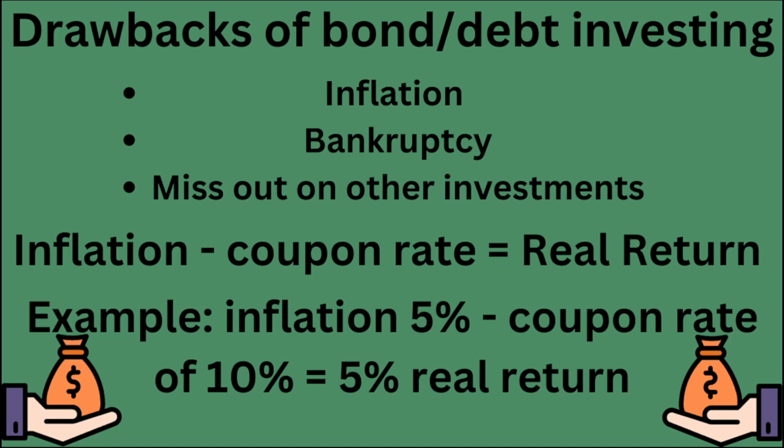But there are drawbacks of bond and debt investing. Inflation is a big one. Let's say I get 10% per year, right? But if inflation is 15%, then I'm losing 5% every year. So you've got to always keep in mind what the real return of a bond is. It's typically the coupon rate minus inflation. An example is if inflation is 5% and the coupon rate is 10%, you're really only getting 5% per year. So you always have to put those bond returns relative to inflation.